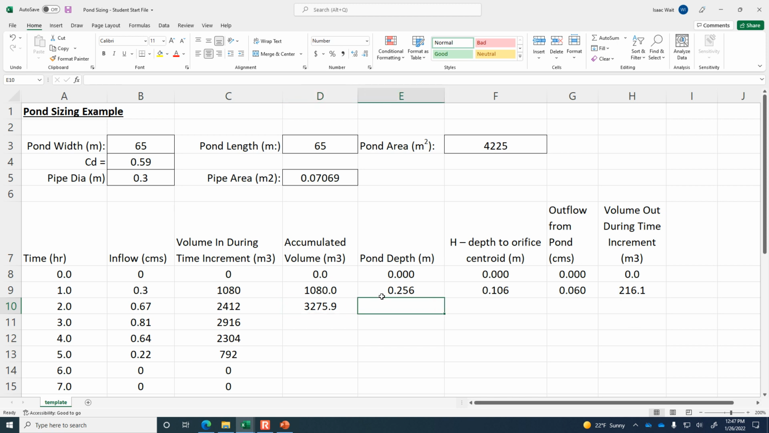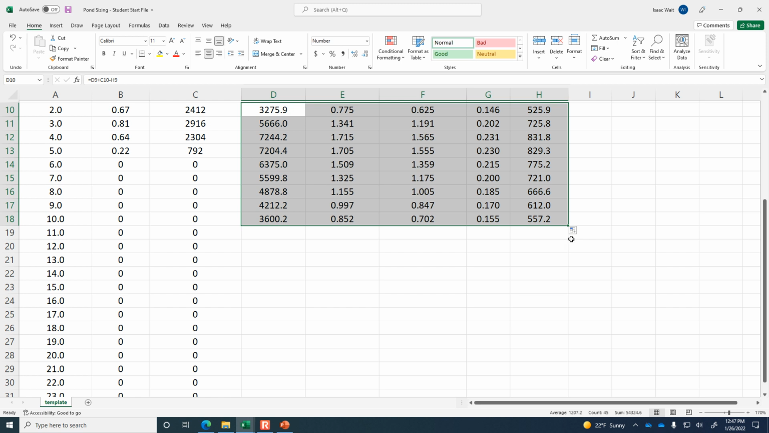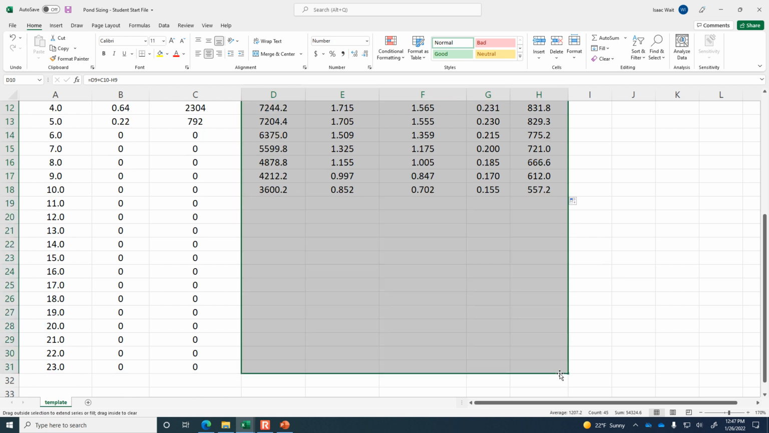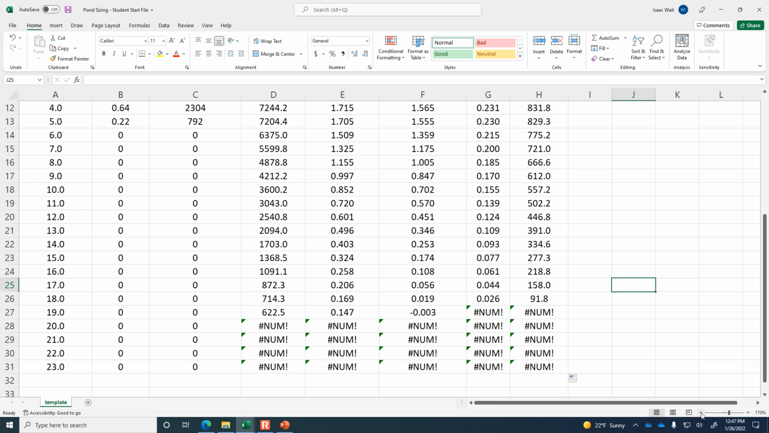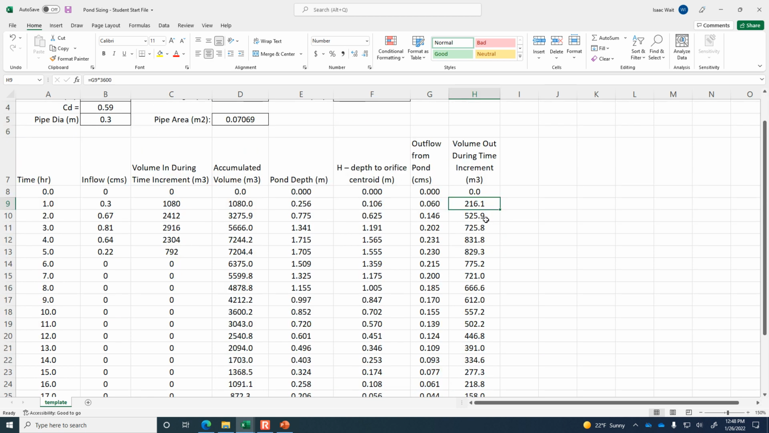I think with the rest of this, we can just now drag our formulas down through. So you can highlight all of this and drag downward. And I hope I anchored everything right. But this does look like this is headed in the right direction. So now I can highlight all of this and drag it down through. And let's see what's happening over time with this pond. Okay. What was the equation for volume out again? Volume out, yes, this last one, it's the outflow multiplied by 3600.